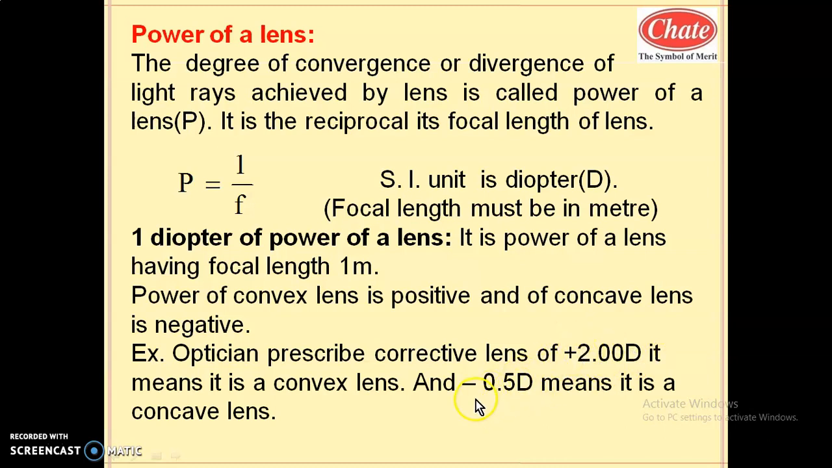What do the plus and minus signs on the spectacles lens denote? The plus sign denotes the lens is convex and the minus sign denotes the lens is concave. Where we have to use the convex lens in the spectacles and where we have to use the concave lens in the spectacles is given in your next chapter, so we are going to study that in detail.